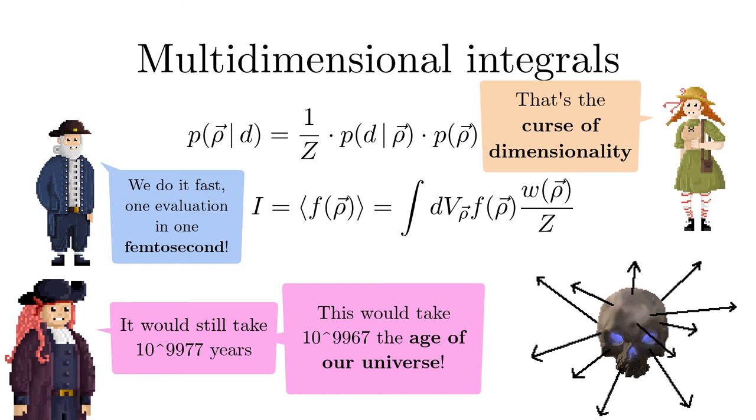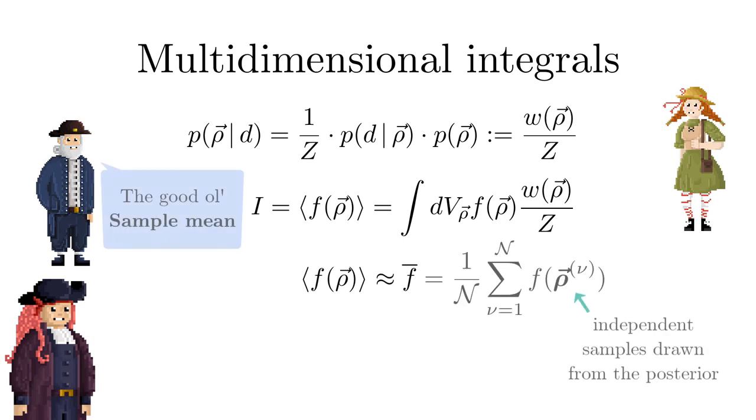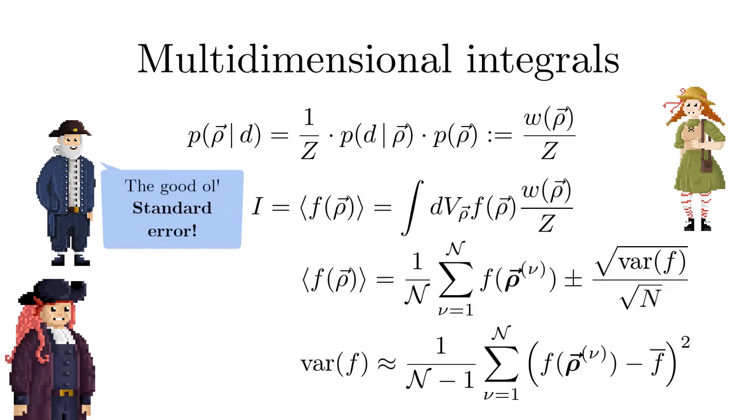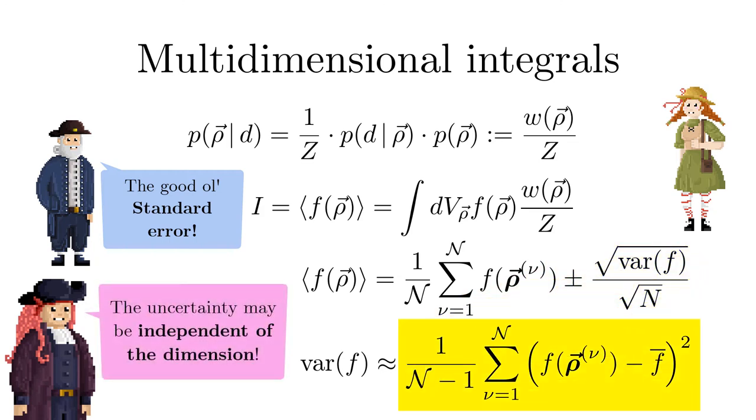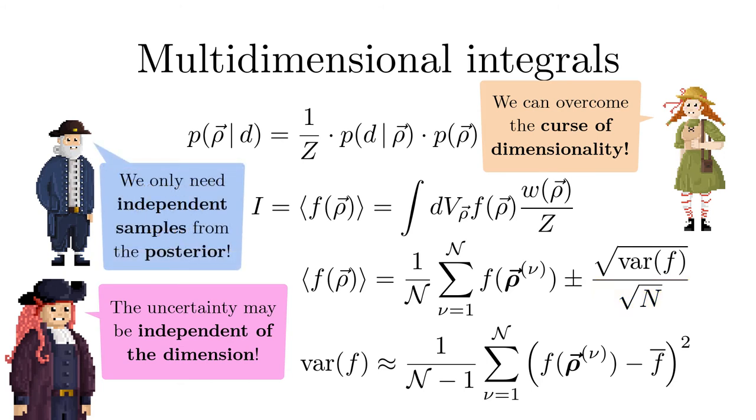Fortunately, we can overcome it by using probabilistic ideas. We have learned in previous lessons that we can estimate the mean of a function f of rho based on independent samples drawn from the posterior. And we also know how to estimate the variance, to have a measure for the uncertainty of the estimator of the mean. The crucial aspect is that in many cases the uncertainty is more or less independent of the dimension, and the uncertainty can be reduced by the square root of n to reach fairly reliable results. So we see that the curse of dimensionality disappeared and that the problem boils down to generating independent samples from the posterior.